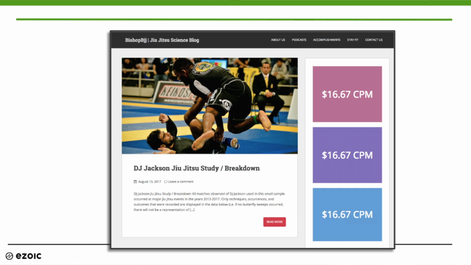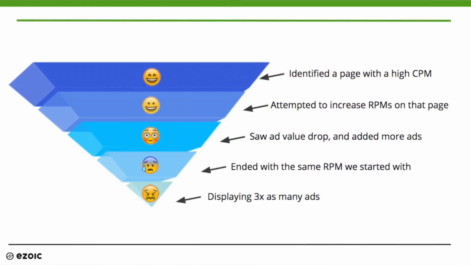So let's recap what happened here. We've got this blue triangle that's upside down here with the smiley faces on it. You can see at the very beginning we're very happy. We've identified a page with a high CPM. We wanted to increase our RPMs on that page, so we ran an A/B test. We saw that it increased the RPMs, but then the ad value dropped over time, and we started adding in more ads. Then we ended with the same RPM that we started with after adding in all these other ads, and we're displaying 3 times as many now, and we're making the same amount of money. While we made a little bit of money along the way, we diluted the user's experience as well.